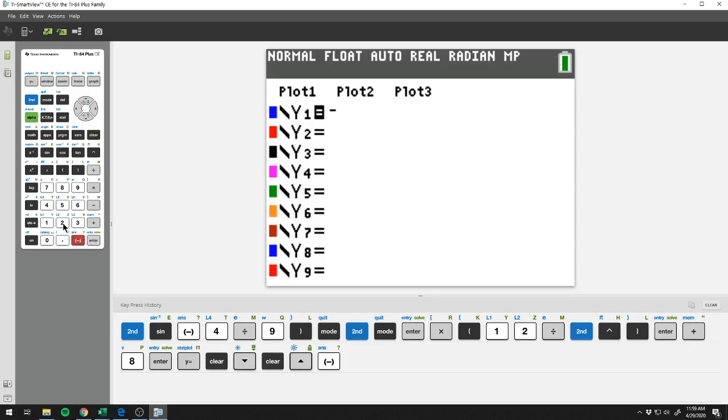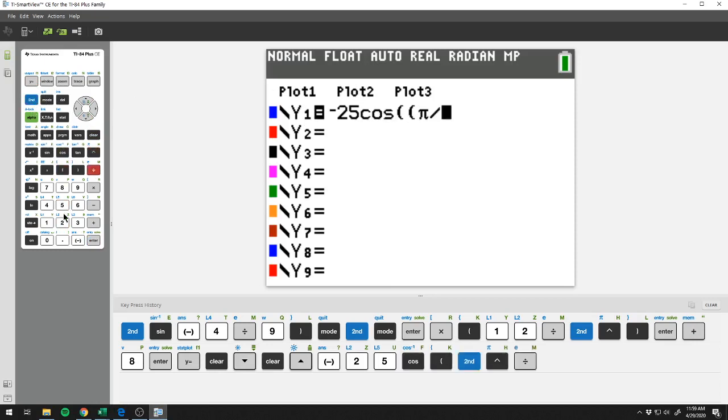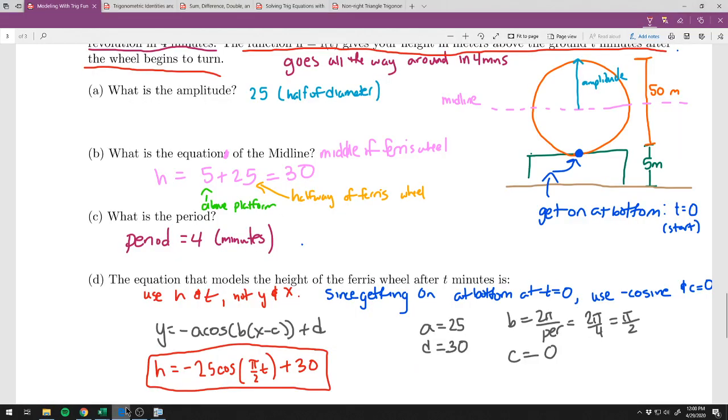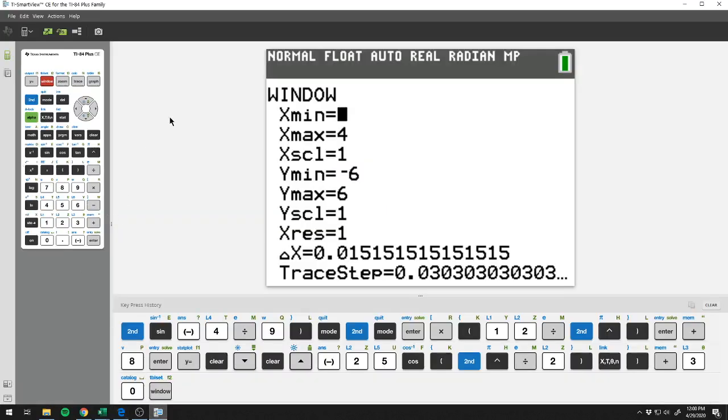So we had negative 25 cosine of pi divided by 2 times t, but we have to use x in here, plus 30. For our window, our height is going between 5 and 55, so I'll just do 0 to 60 for y. And for x, that's representing the time. The time's going to go between 0 and 4, because that's the period. So x goes from 0 to 4, and y, we're going to go from 0 to 60.